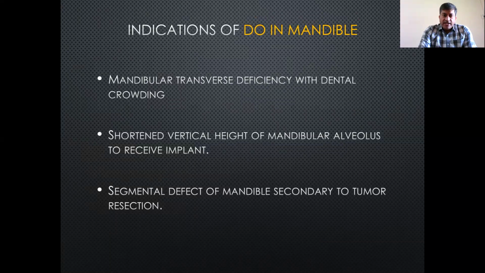It is also indicated in cases where there is transverse deficiency of the mandible with subsequent posterior crossbite and dental crowding, in short vertical height of the mandibular alveolus to receive dental implants, and in cases where there is a segmental defect of the mandible, which is secondary to tumor resection. So these are routine indications of distraction osteogenesis in the mandible.